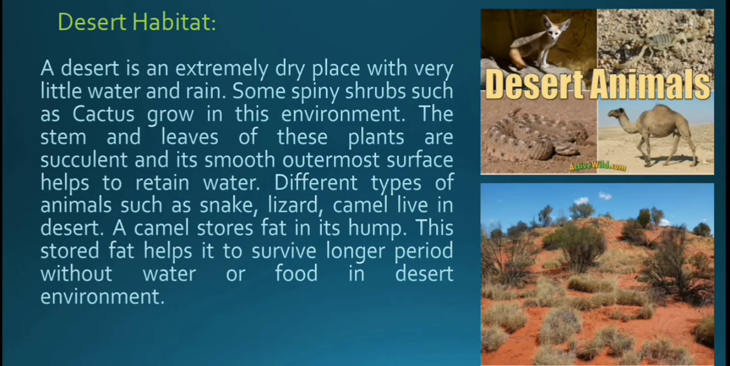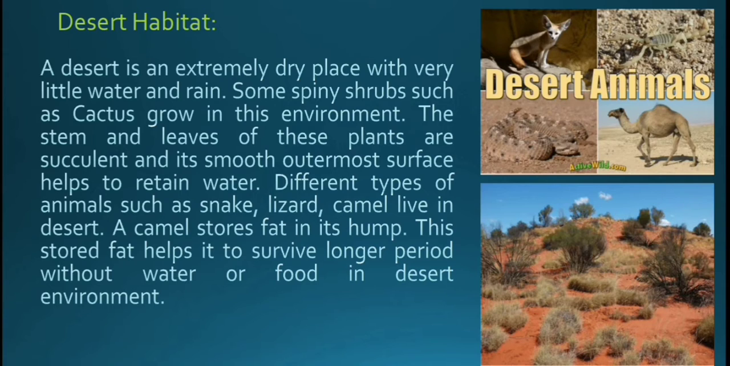Some spiny shrubs such as cactus grow in this environment. So the plants in this environment are cactus-type plants. The stem and leaves of these plants are succulent. Succulent means juicy, and its smooth outermost surface helps to retain water. That means cactus plants can store water.